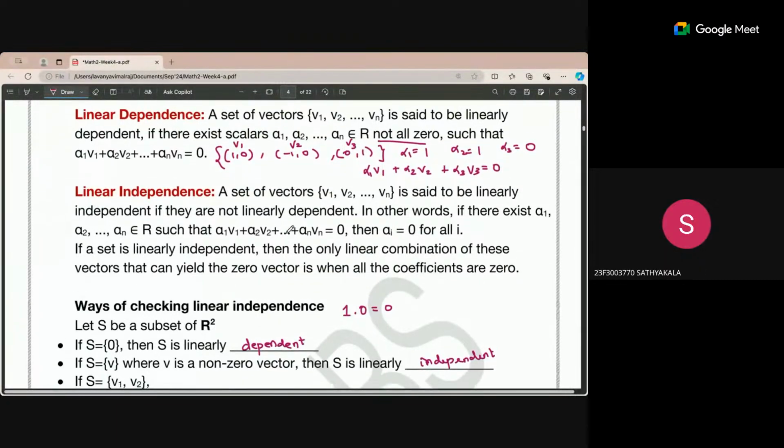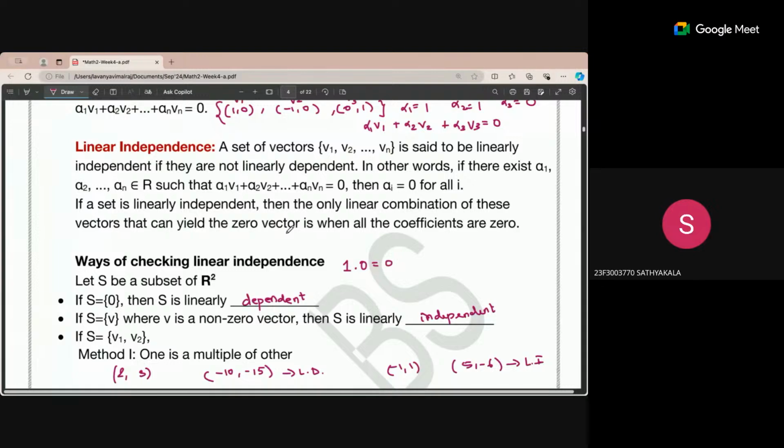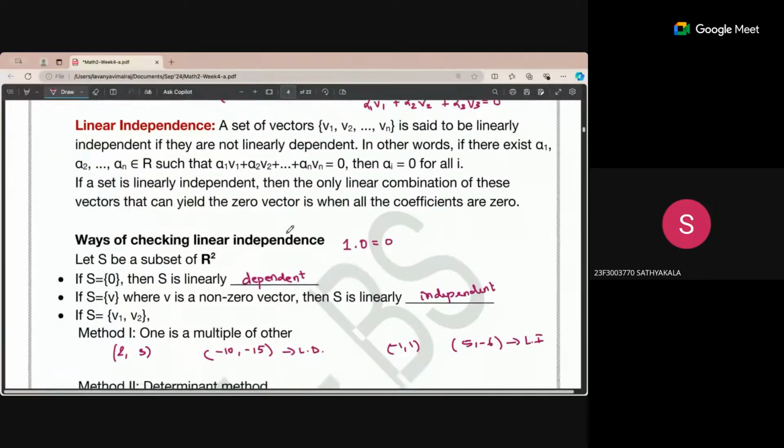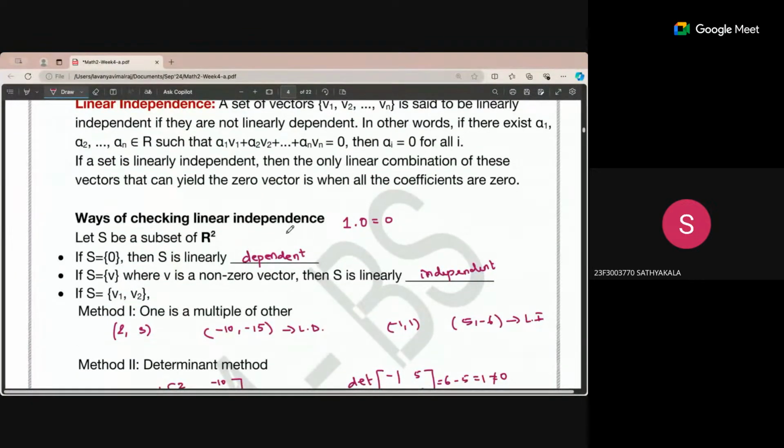Excuse me, ma'am, I have some basic doubt. You said that S is a subset of R2. R2 means the set of all x comma y, which has two coordinates, x comma y in R. So for example, this 0 represents 0 comma 0. This v represents v1 comma v2. This v1 may represent x1 comma y1, and this represents x2 comma y2.